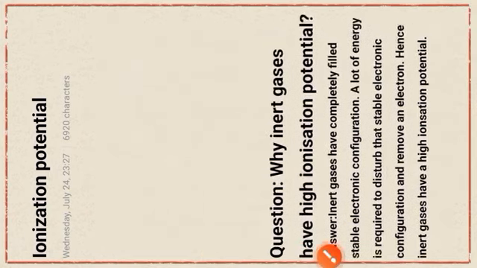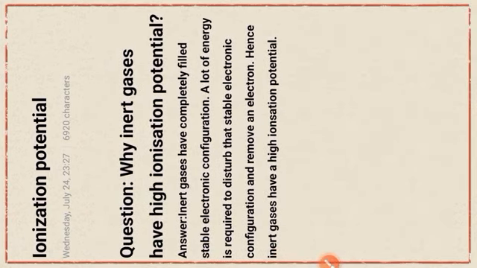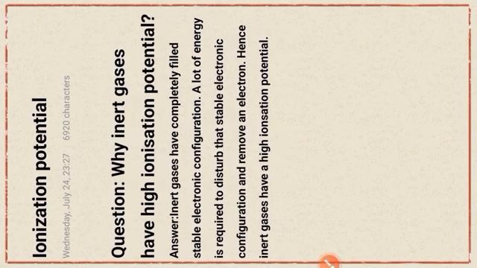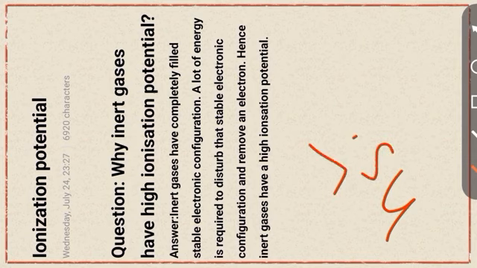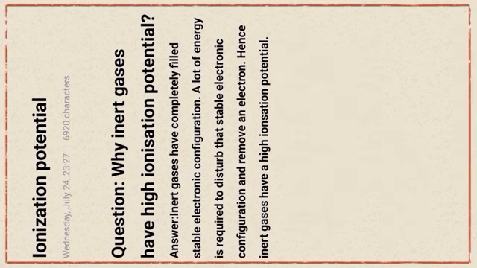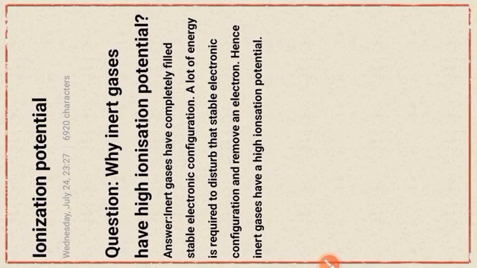Okay, next question: why do inert gases have higher ionization potential? Inert gases have a completely filled, stable electronic configuration. The electronic configuration of noble gases, for example, is ns2 np6, that is the octet rule. 2 plus 6, the outer shell has 8 electrons. Hence inert gases have the higher ionization potential.